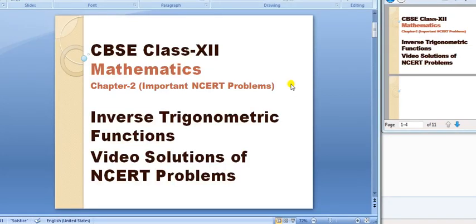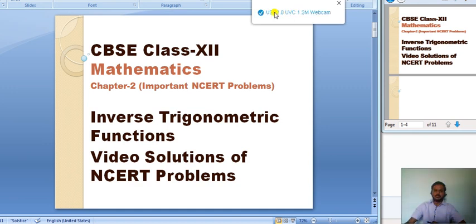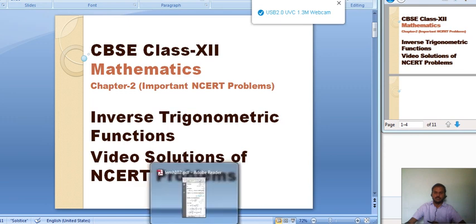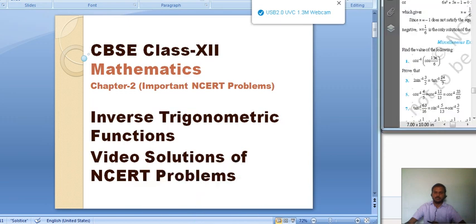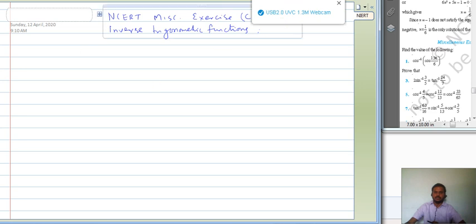Good morning, students. So today we'll deal with this topic, inverse trigonometric functions and their solutions. This is some of the miscellaneous exercise questions I'll be taking from NCERT. So let me take up one question first. Let us see this one.